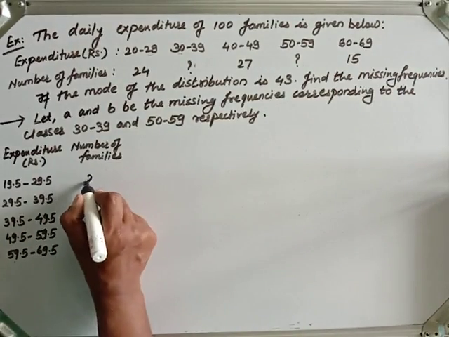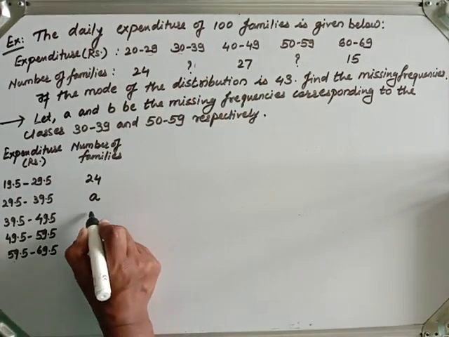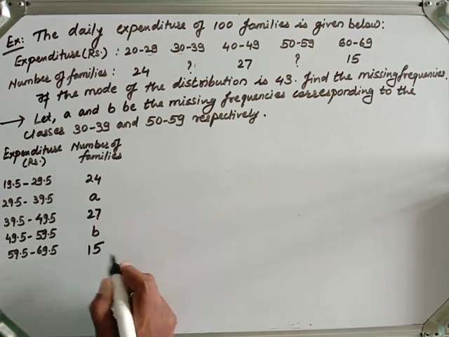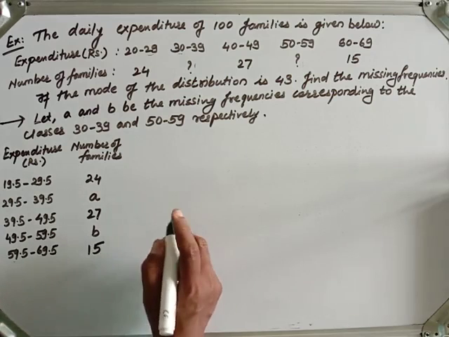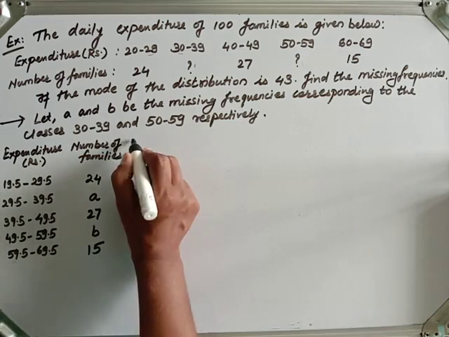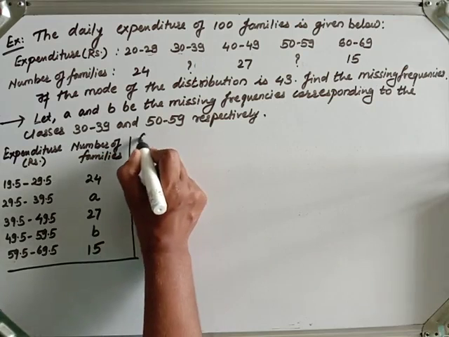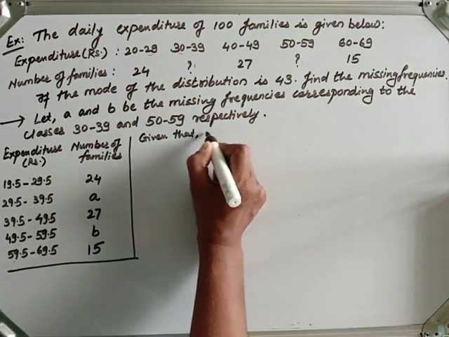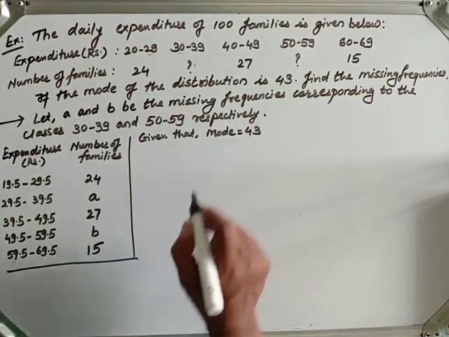Now frequencies are what? 24. Here we have assumed A, here 27, where we have assumed B, and here 15. Fine. Now let us see what is given to us. Now this is our data. Given that mode is what? 43. Mode is 43.